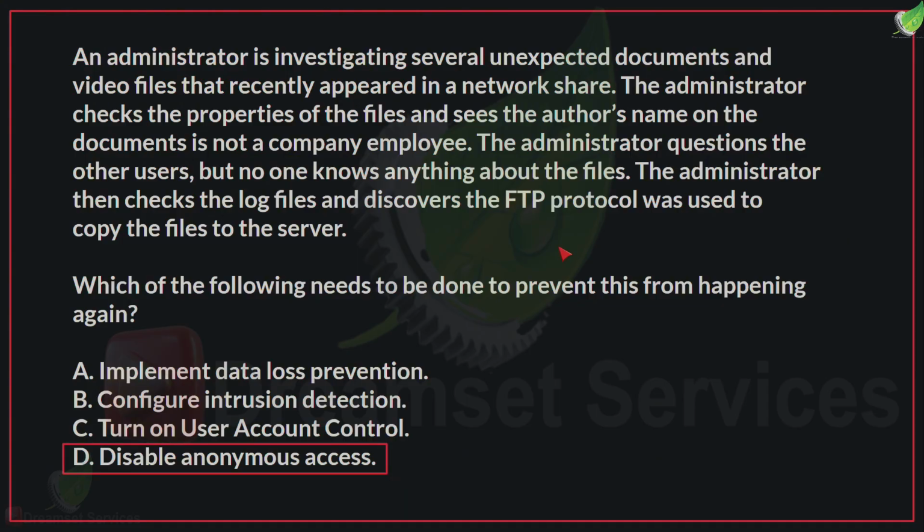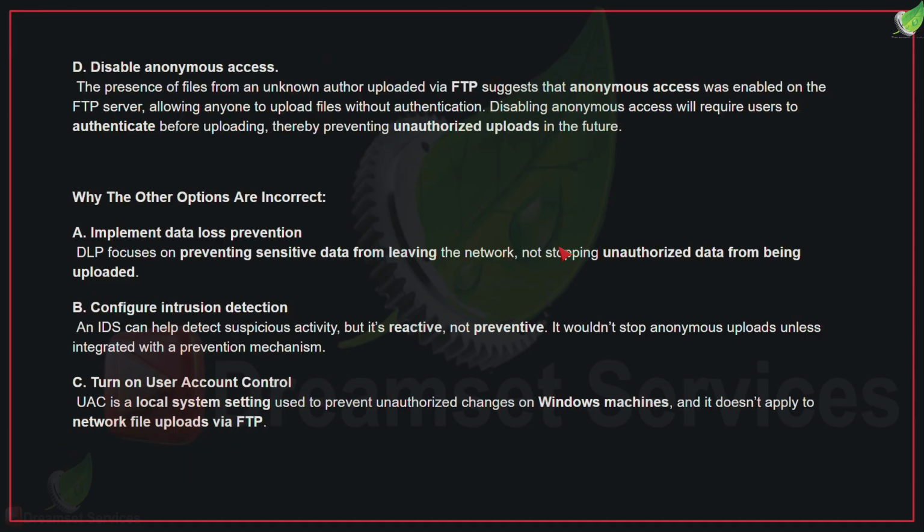Disable anonymous access. The presence of files from an unknown author uploaded via FTP suggests that anonymous access was enabled on the FTP server, allowing anyone to upload files without authentication. Disabling anonymous access will require users to authenticate before uploading, thereby preventing unauthorized uploads in the future. Why the other options are incorrect?